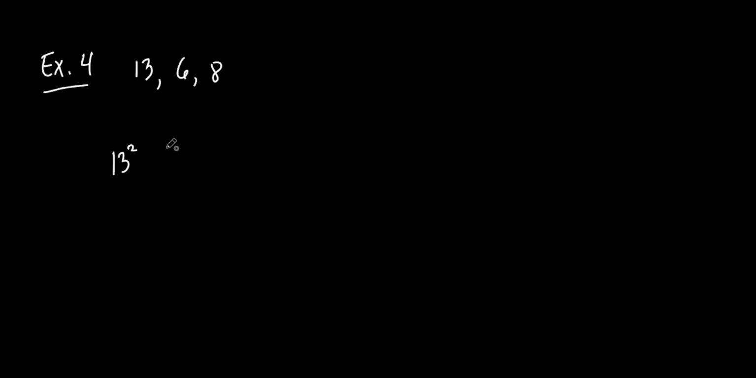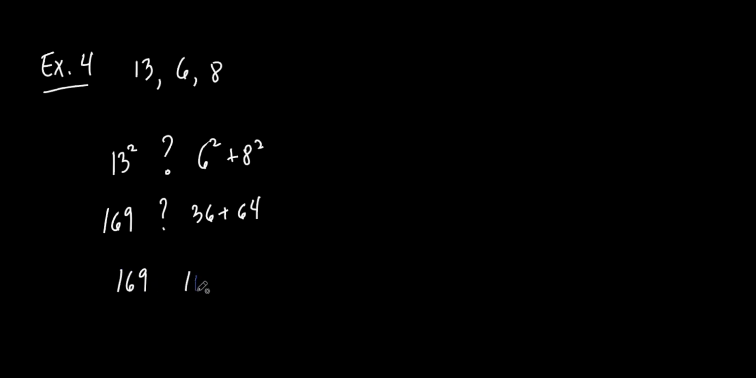13, and we square it, and we compare it to, that's why I put a question mark there, this, 6 squared plus 8 squared. 13 squared, we did that earlier. What's that? 169. And what's this? 36 plus 64. What's that? That's 100, isn't it? So this is 169. This is 100. I did the math right, didn't I? Yep, it's 100. So what is 169 compared to 100? It's greater than. So what kind of triangle is this? It's obtuse.